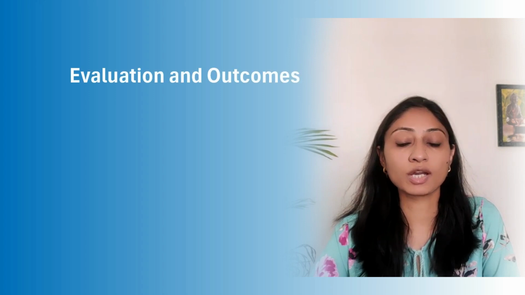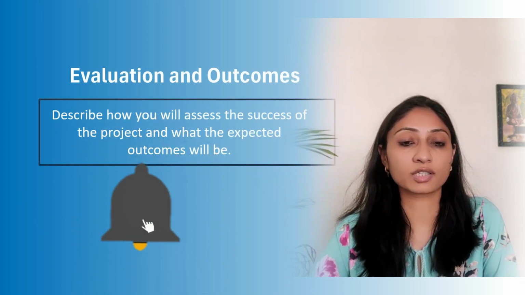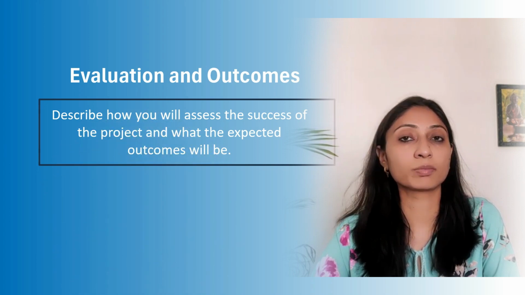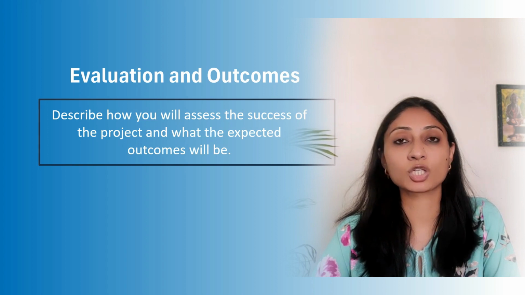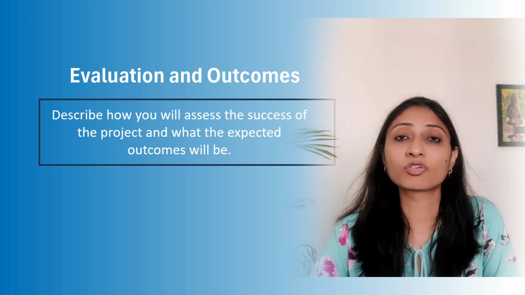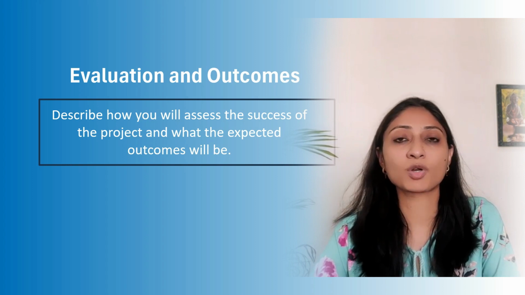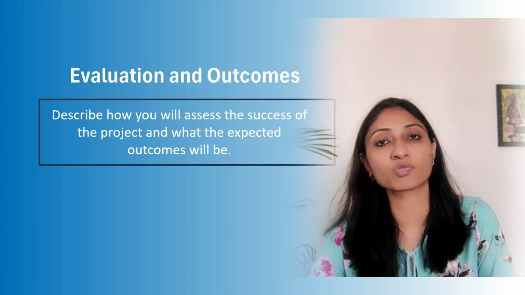After that, evaluation and outcomes. Describe how you will assess the success of the project and what the expected outcomes will be. Here you need to mention the performance evaluation parameters. That means how your project will be better than the previous work, the previous projects. You need to mention in this section the evaluation and what the outcomes will be.